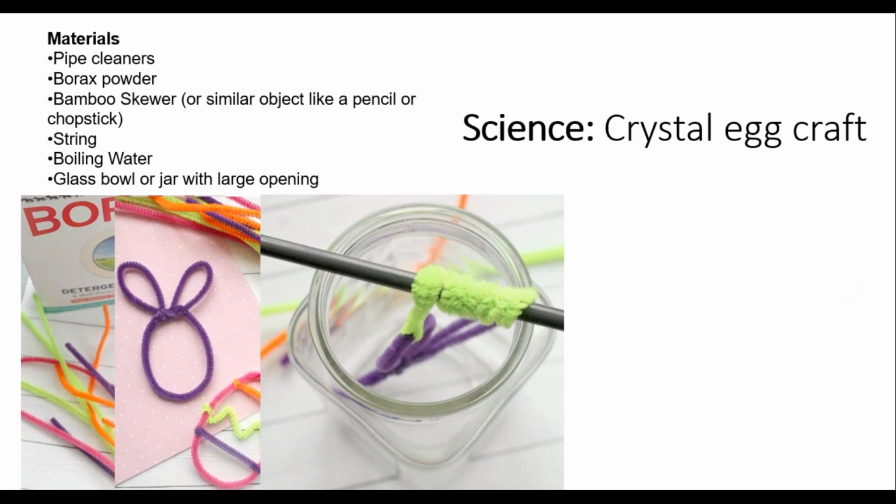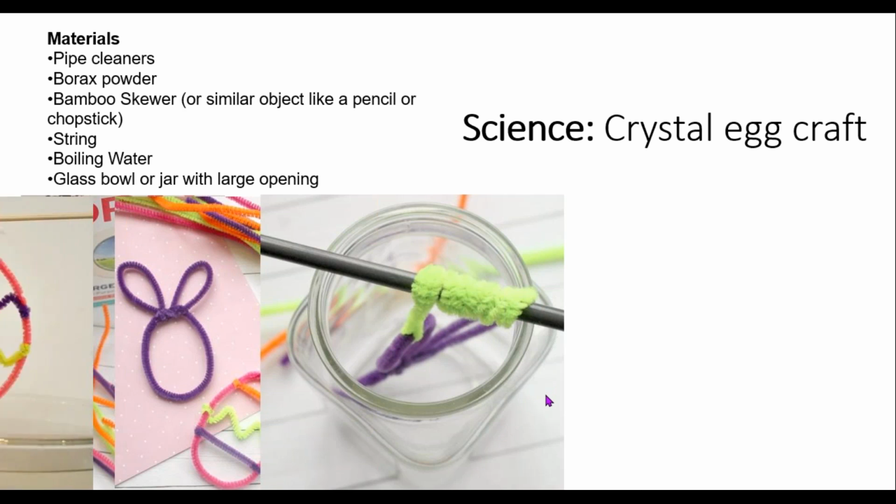Okay, so going back to the crystal-like craft. Be sure to add at least 3 or 4 spoons of borax. Stir the mixture. Don't worry if the borax doesn't completely dissolve. And after that, remember the skewer that is tied to the egg.